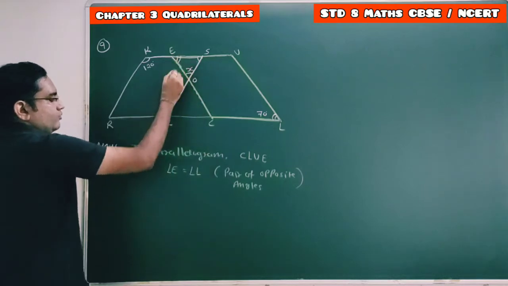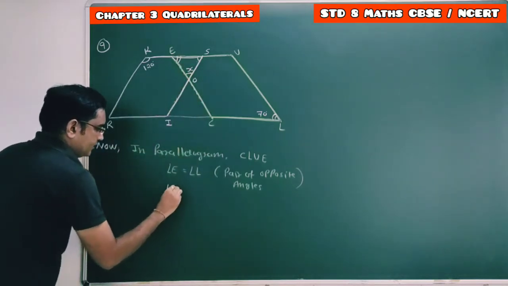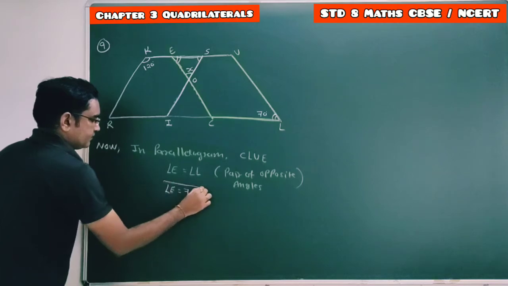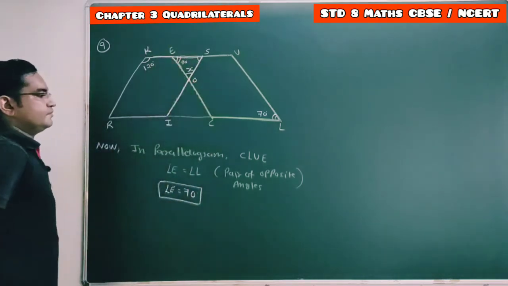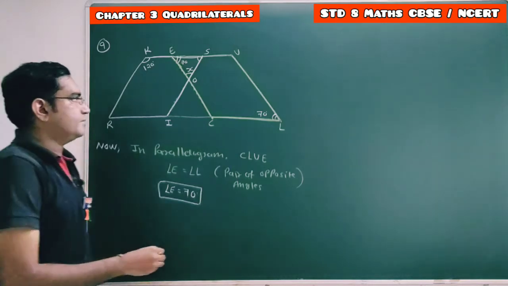Hence we will get the value of this angle E. Angle E is equal to 70. Done. So this measure is 70. Clear friends? Now next step.